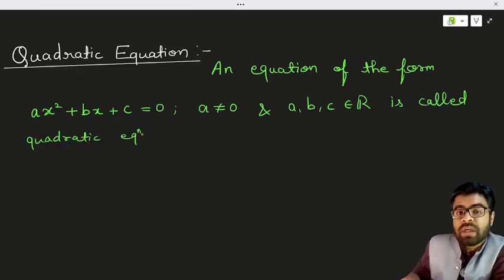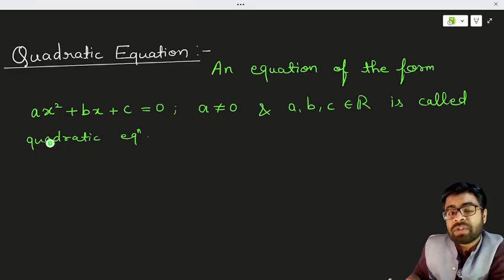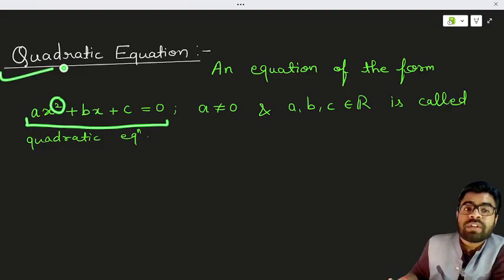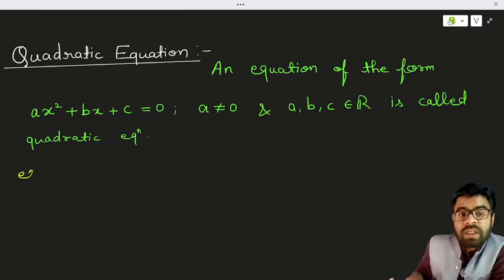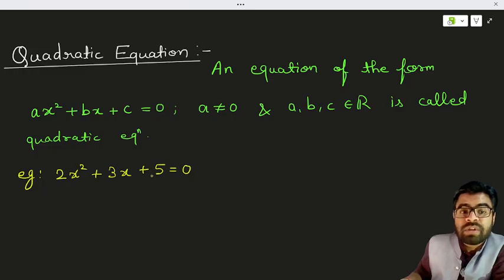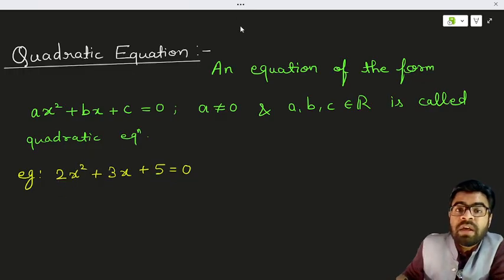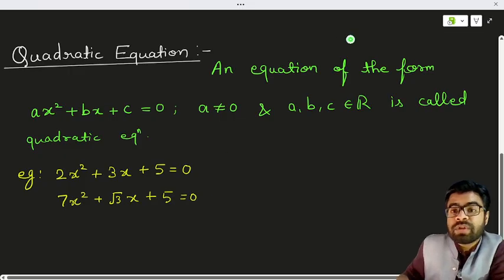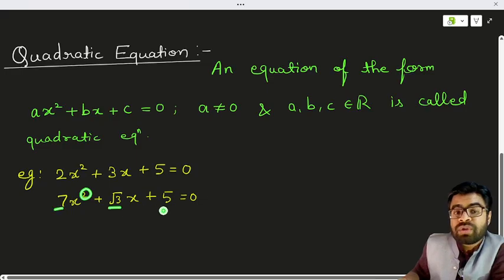Such type of equations are basically quadratic. So in this type of equations, the highest power of x is 2. Whenever we have any equation which has degree 2, that type of equations are called quadratic equations. For example, if I take 2x square plus 3x plus 5 equals to 0, it is a quadratic equation because it has degree 2 and all are real numbers here. Then if I take any other example, suppose 7x square plus root 3x plus 5 equals to 0, it is also a quadratic equation because it is degree 2 and all my constants are real numbers.